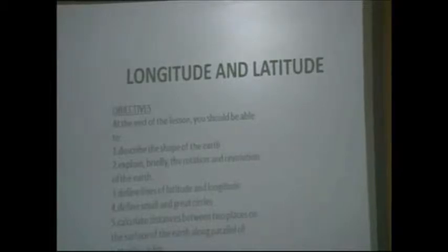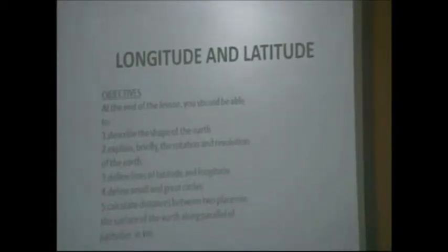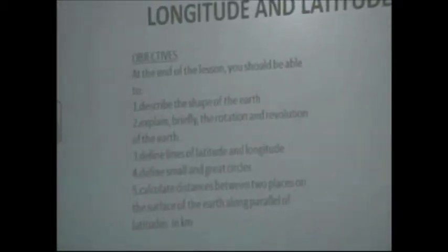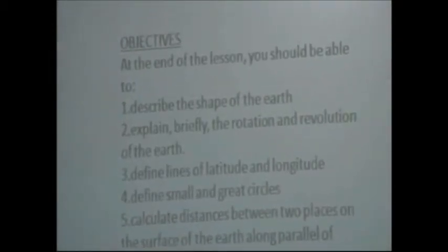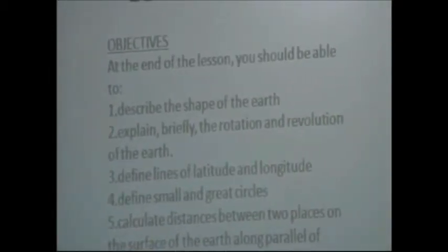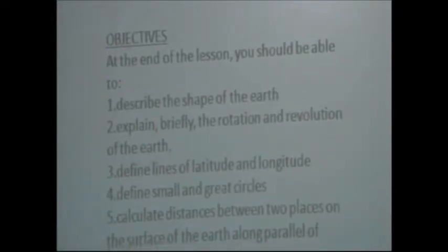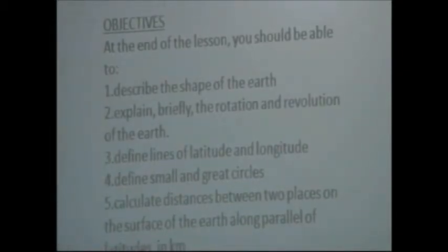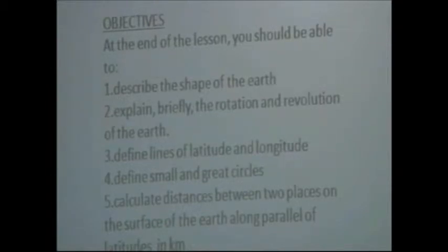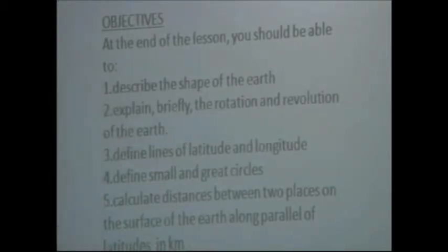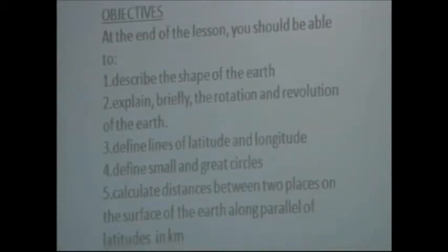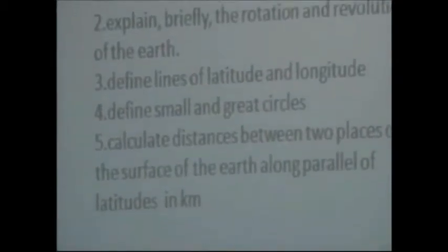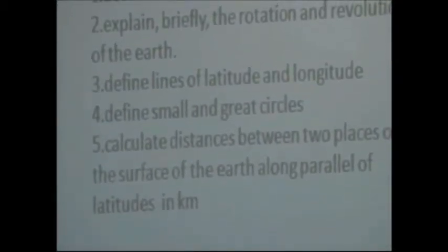Before I proceed, on this topic we're going to learn some things. And some of those things we're going to learn are, as you can see, the objectives of this lesson. At the end of the lesson, you should be able to, 1, describe the shape of the earth. 2, explain briefly the rotation and revolution of the earth. I know you think this has to do with geography. But you will find that there are questions, even in mathematics, that would involve the rotation of the earth. You say, okay, what would be the distance when the earth rotates on this? And that's why you need to know what rotation is before you can answer the question on rotation. I hope I'm communicating. Yes.